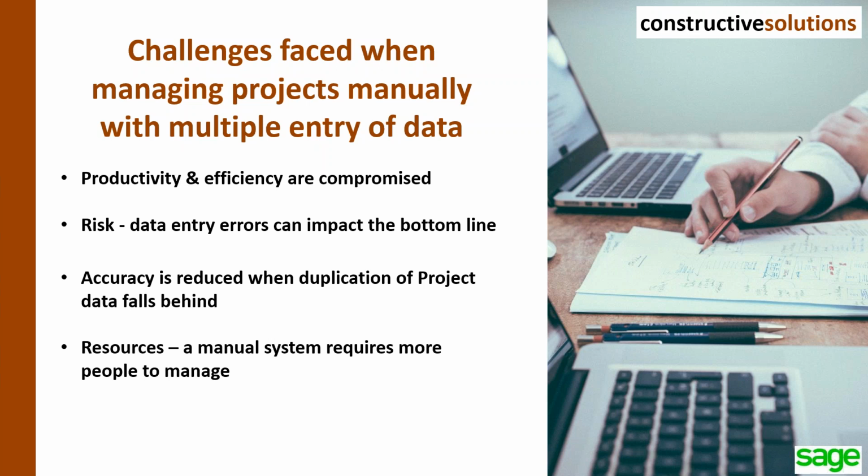So productivity and efficiency are certainly compromised doing things twice. There's the risk of having data entry errors, and that can impact the bottom line. Forgetting to bill for change orders is part of that risk too. Accuracy is reduced when the duplication of that project data falls behind. So you get busy and not everything gets moved over to those spreadsheets, and now those spreadsheets aren't telling you the true picture. And then resourcing. It requires more people to manage a heavily process-based manual system than it does with an automated solution like 100 Contractor.